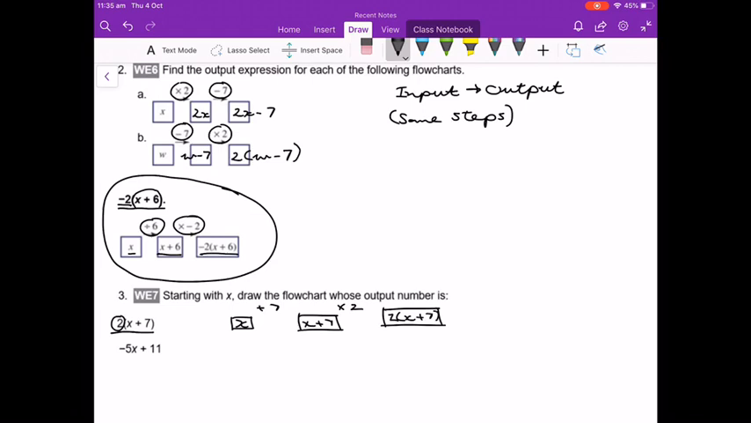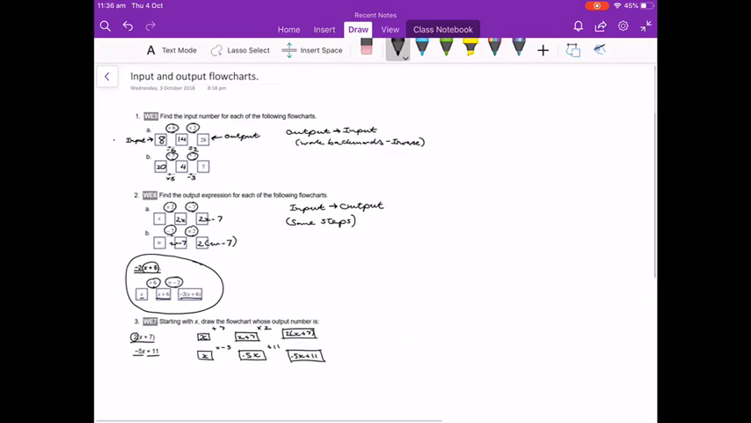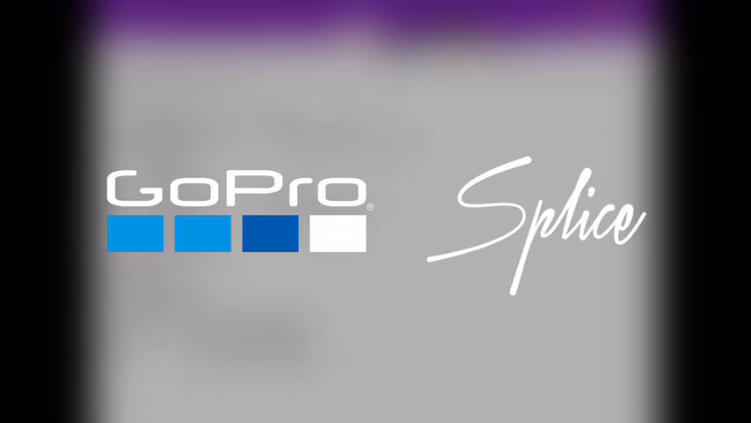Let's have a look at the next example, starting with x. The first thing they've done is multiplied by negative 5, which would be negative 5x. And then they have added 11, which would give negative 5x plus 11. And that is how you use input and output flowcharts as an introduction to balancing equations.